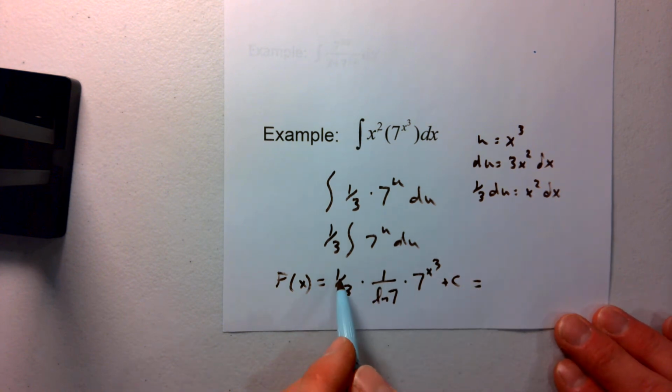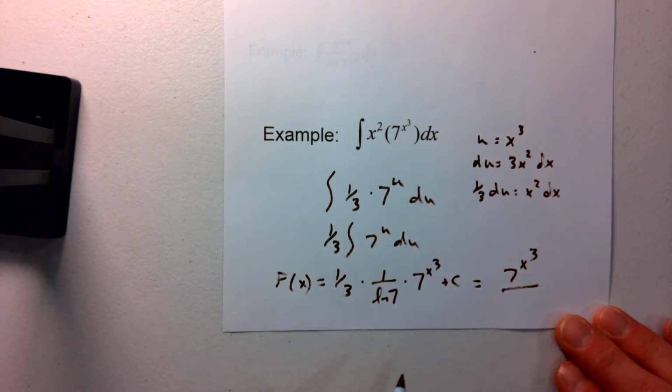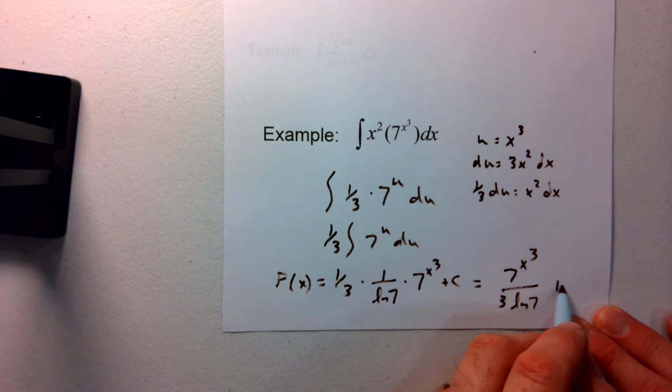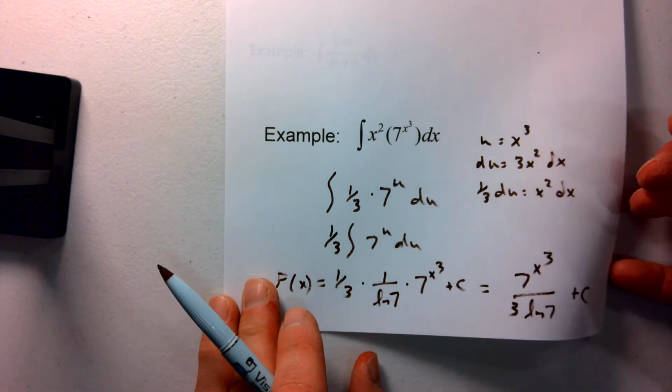We can clean this up definitely by multiplying my numerators together. So I get 7 to the x to the third, and my denominators together as well. So I have 3 natural logs of 7 in our denominator plus c. So that's going to be more of what we're going to see as our answer as opposed to this.